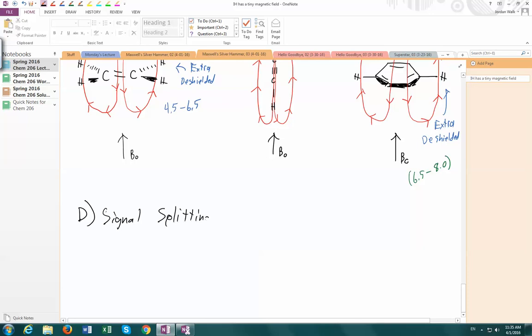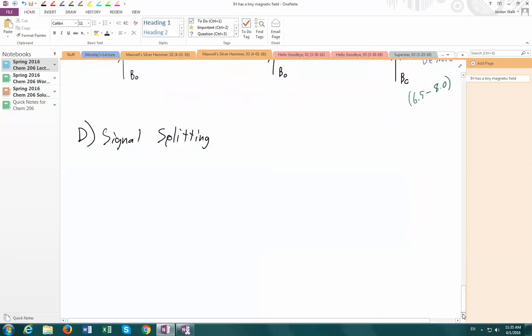And so we're going to talk about signal splitting. Signal splitting is maybe the most complex part of this, but it ultimately gives us some of the best information. All right, so let's talk about signal splitting.